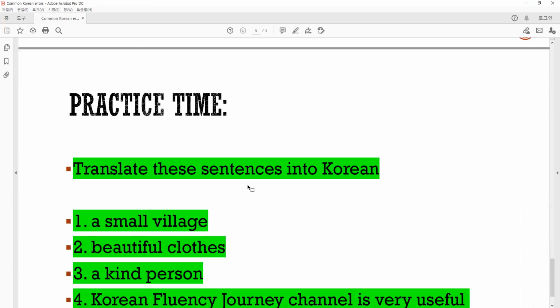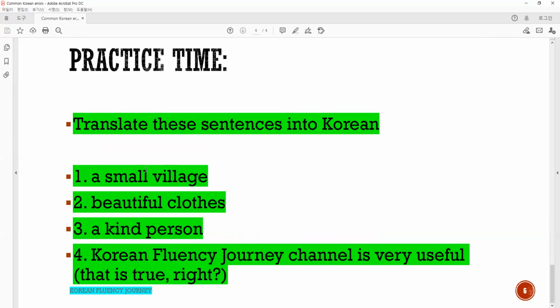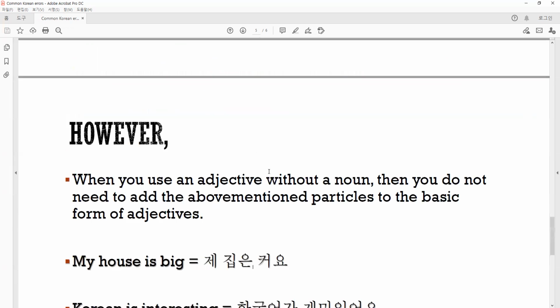And I have prepared some practice exercises. These are sentences in English, and you can translate them into Korean. You can also use the dictionary. If you already know these words, try to translate into Korean by using today's rule.